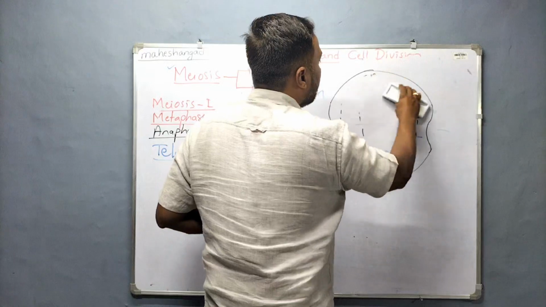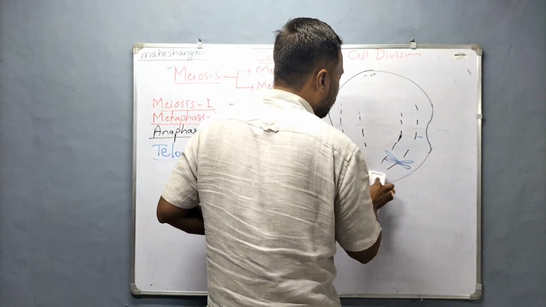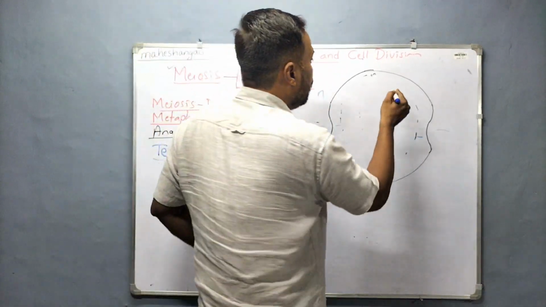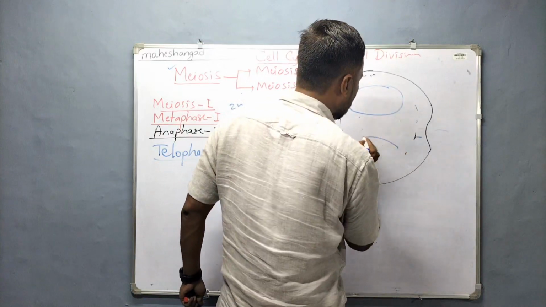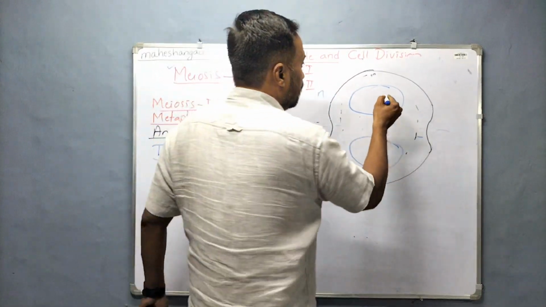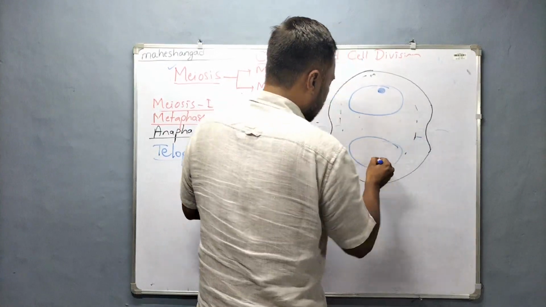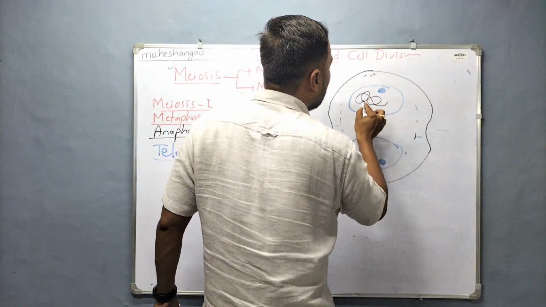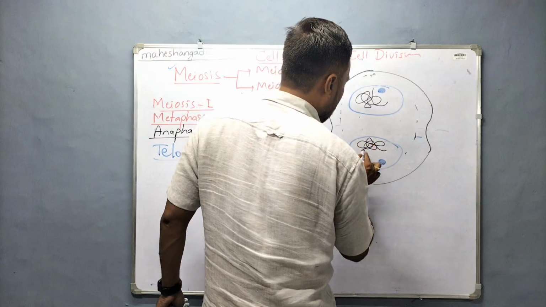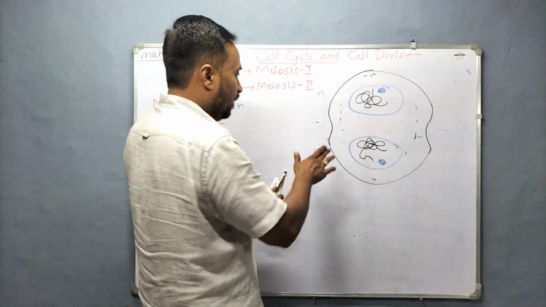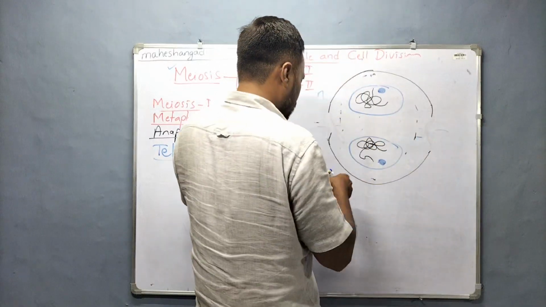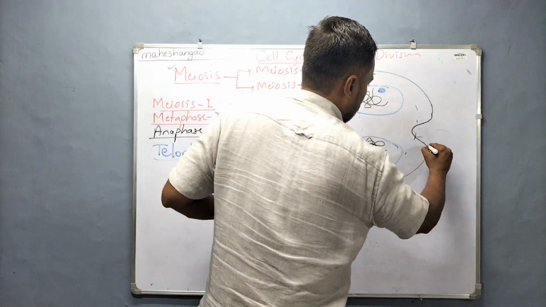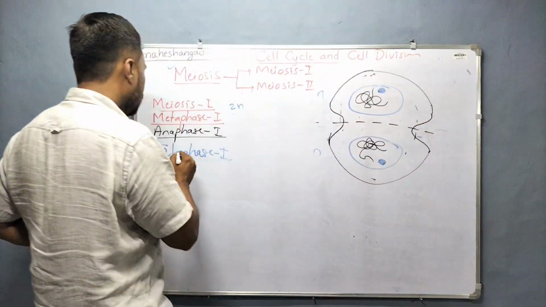All the changes that occurred during prophase will get reversed here. Nuclear envelope reappears. Nucleolus reappears. Then chromosomes will decondense and become what? Chromatin. And the shape of the cell turns almost 8 shaped. Okay, these are the changes that occur during telophase.